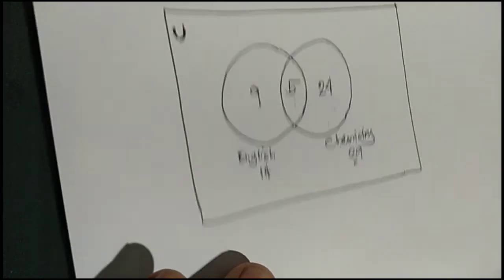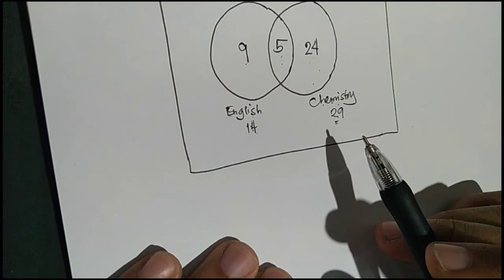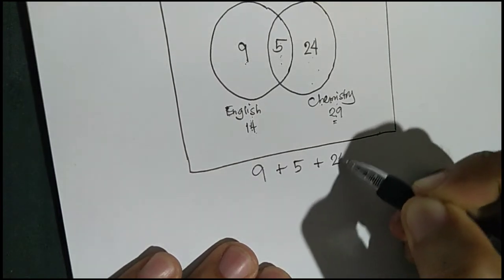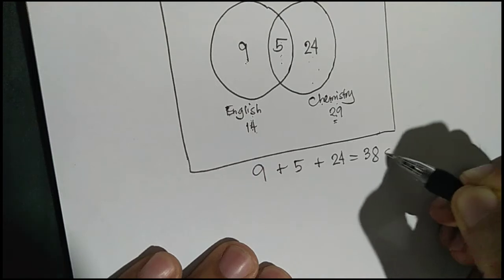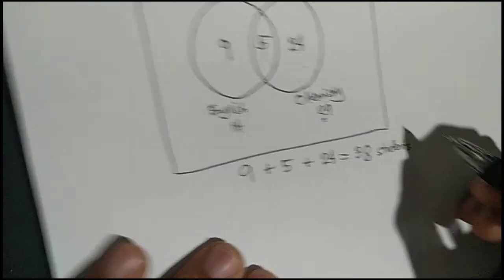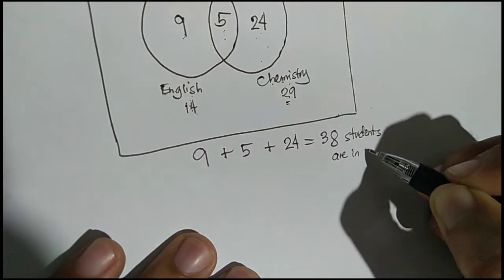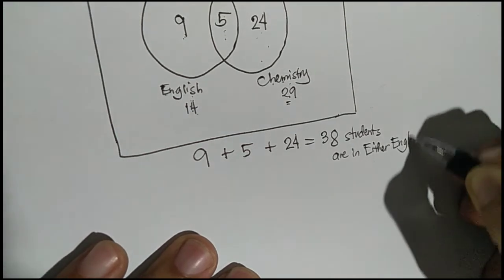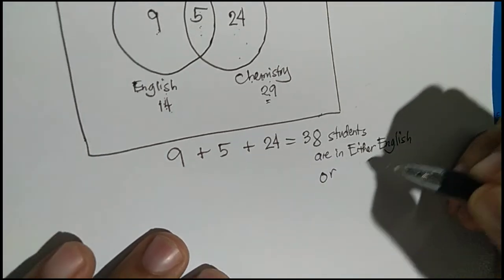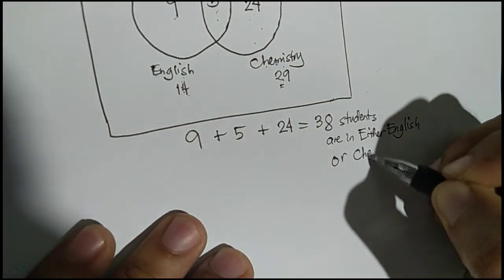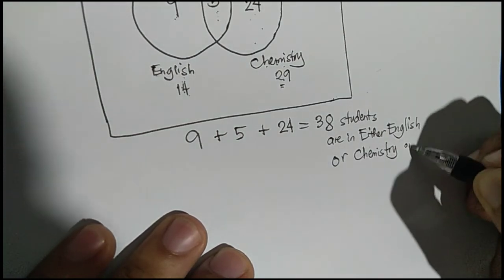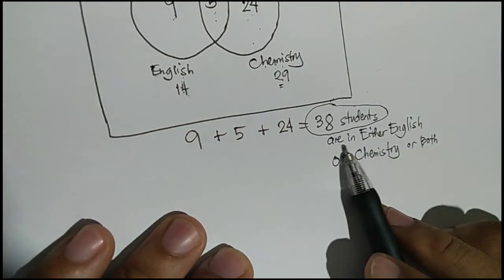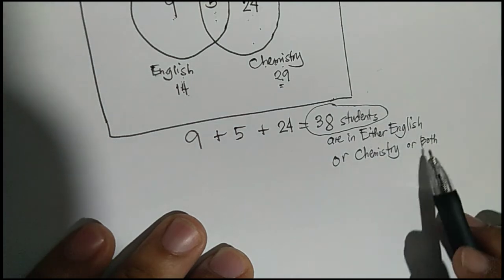Next, a total of 9 plus 5 plus 24 equals 38 students. So 38 students are in either English or chemistry or both.